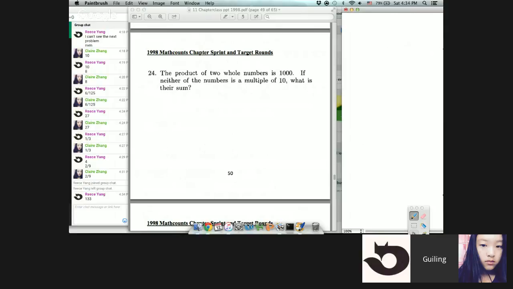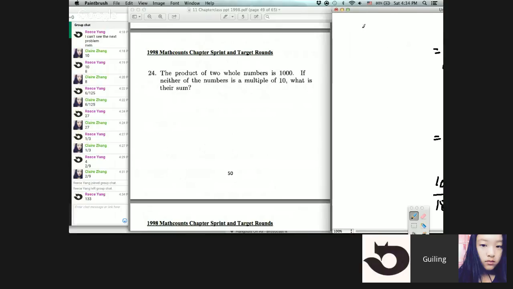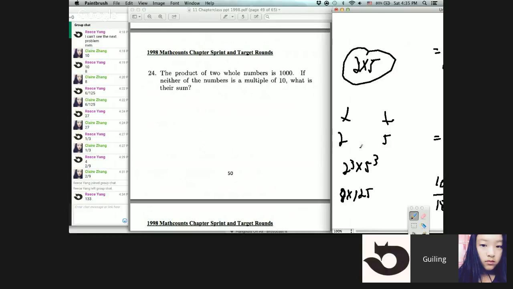Right, nice job. The answer is 133. So the point of this one is if two numbers multiply to 1,000 and neither of them is a multiple of 10, then they're never going to have 2 times 5 together. So all the 2's are going to be in one number and all the 5's are going to be in the other, and you end up getting 2 to the 3 times 5 to the 3. So that's 8 times 125, and then 8 plus 125 is equal to 133. Nice job.